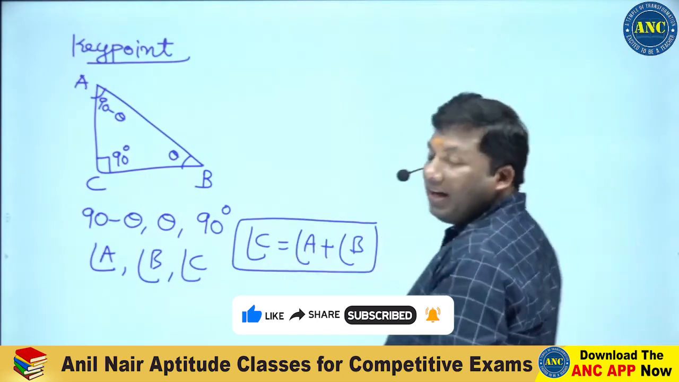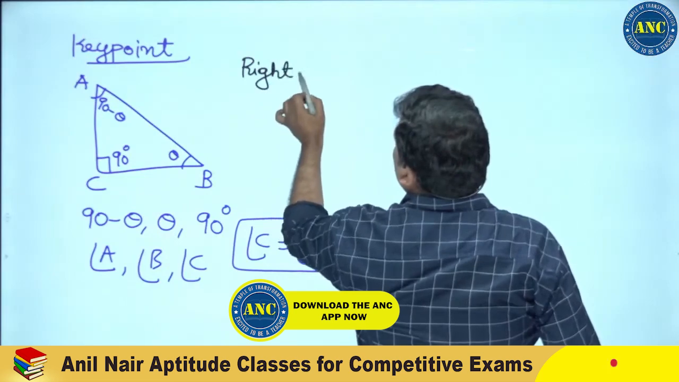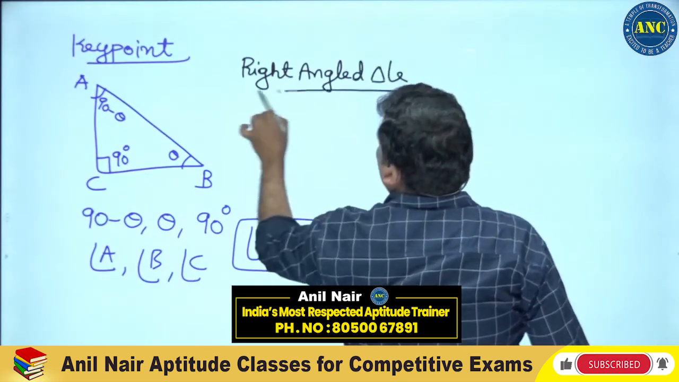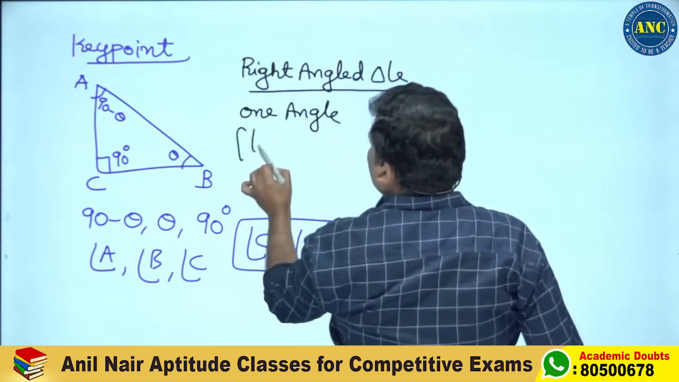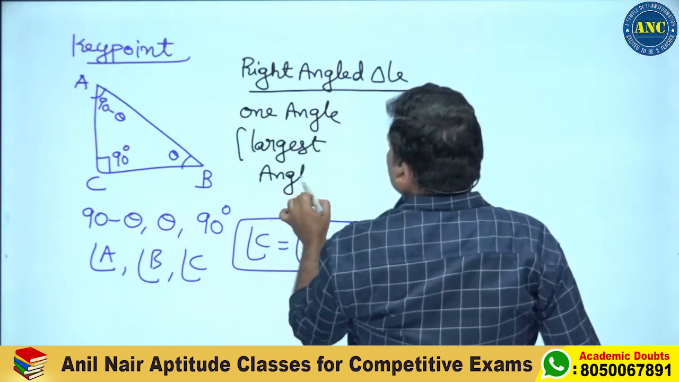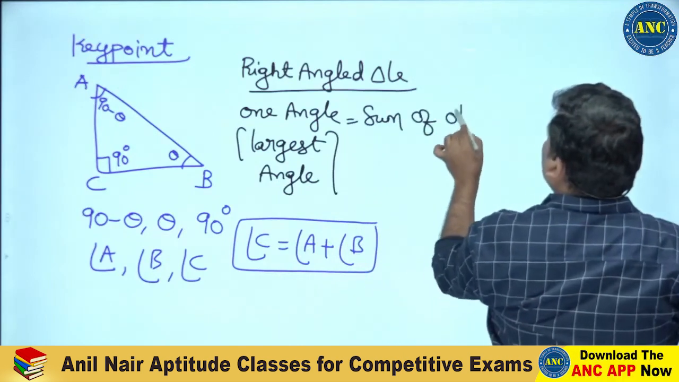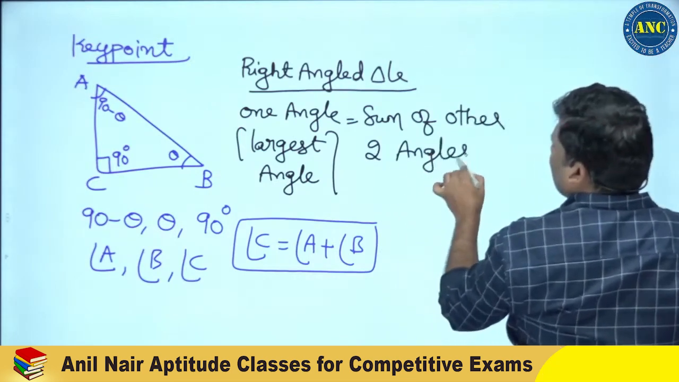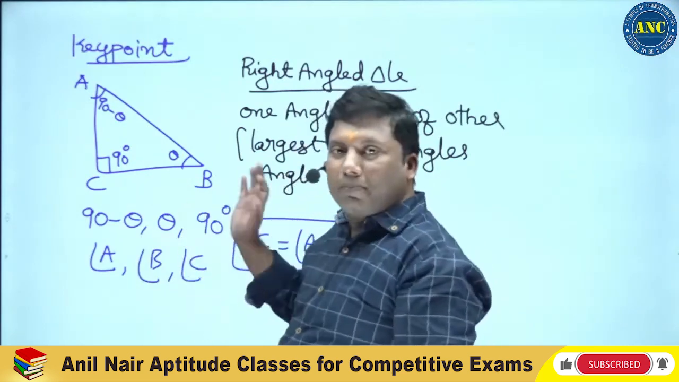That means, very, very important, in a right angled triangle, one angle, which is the largest angle, is equivalent to the sum of the other two angles. If the largest angle is equivalent to the sum of the other two angles, then the triangle is called a right angled triangle. Then one very, very important property.